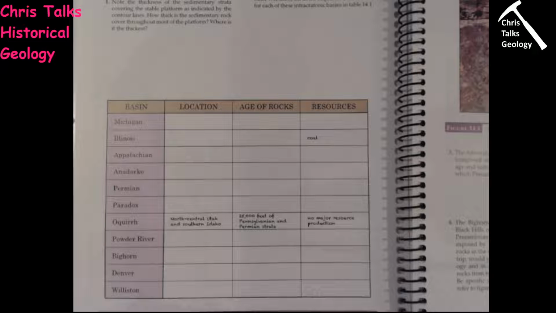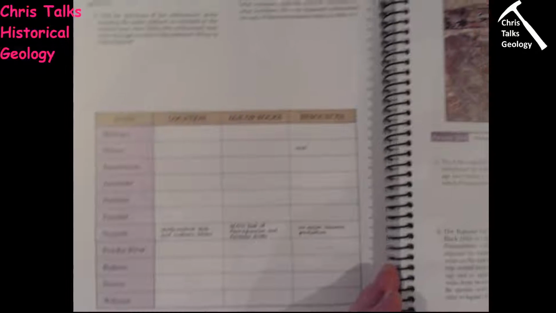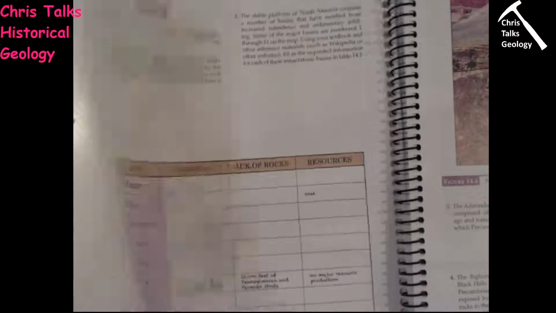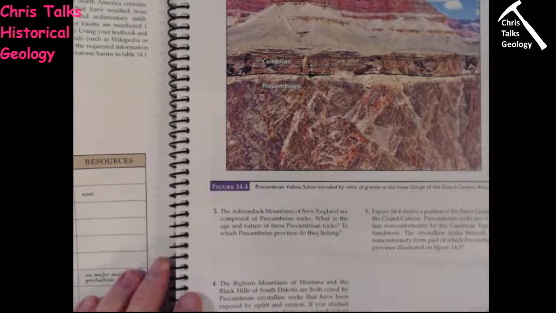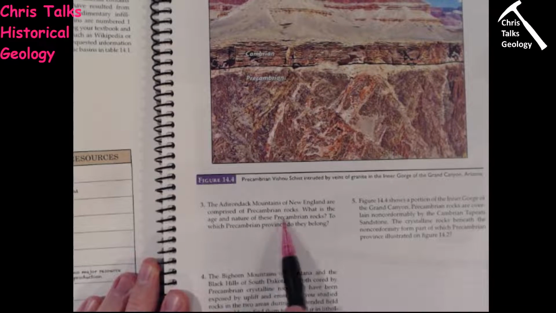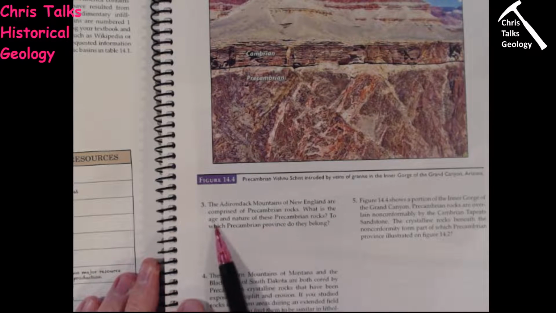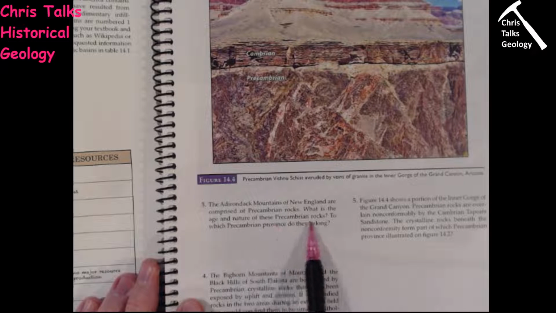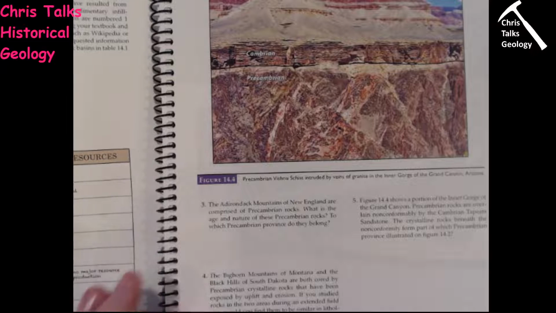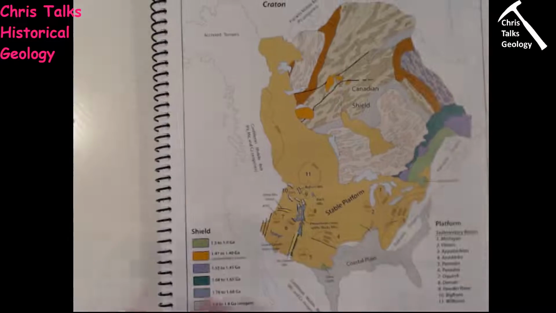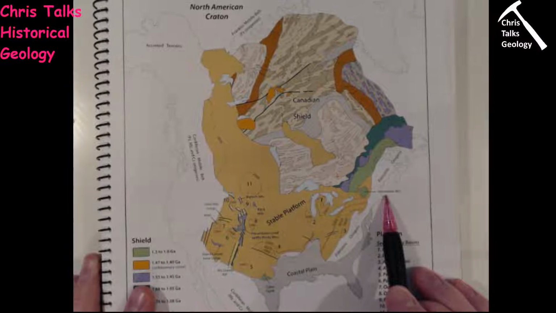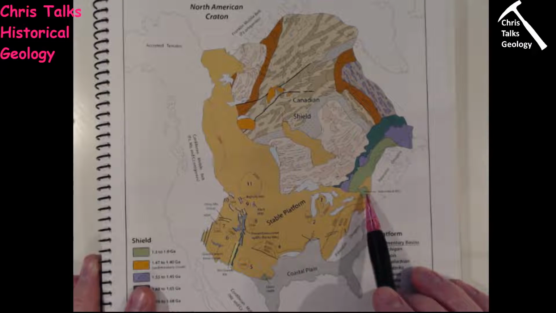Okay, so on to question 3. Sorry, just let me adjust the page slightly. Here we go. The Adirondack Mountains of New England are comprised of Precambrian rocks. What is the age and nature of these Precambrian rocks? To which Precambrian province do they belong? Okay, so let's try and find them on the diagram. Here they are, right there. You can see there's an arrow pointing to them.